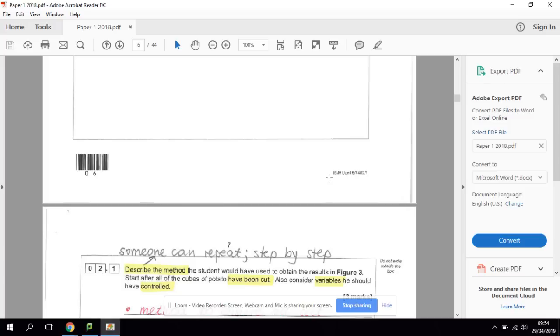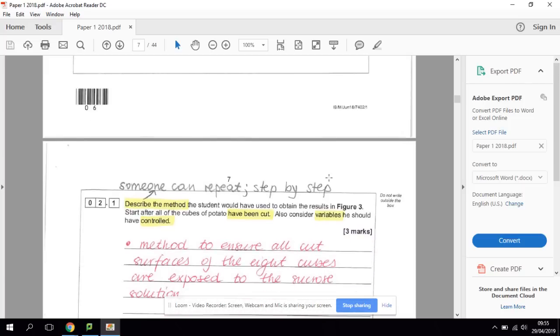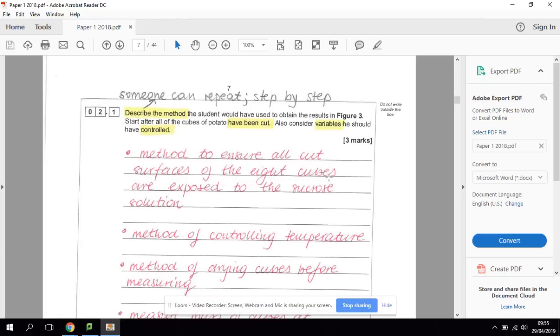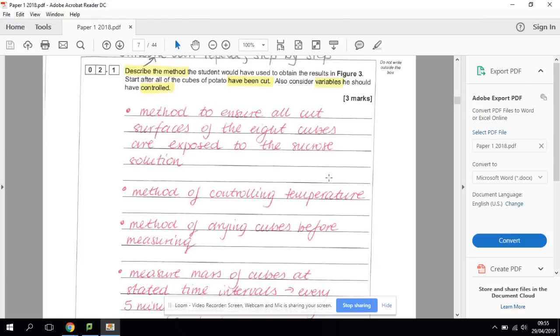The question is to describe the method the student would have used to obtain the results in figure 3. Start after all the cubes of potato have been cut and consider variables he should have controlled. So if you're asked to describe the method, you need to come up with the methods that somebody can repeat step by step. So what would be the method after the potatoes have been cut?